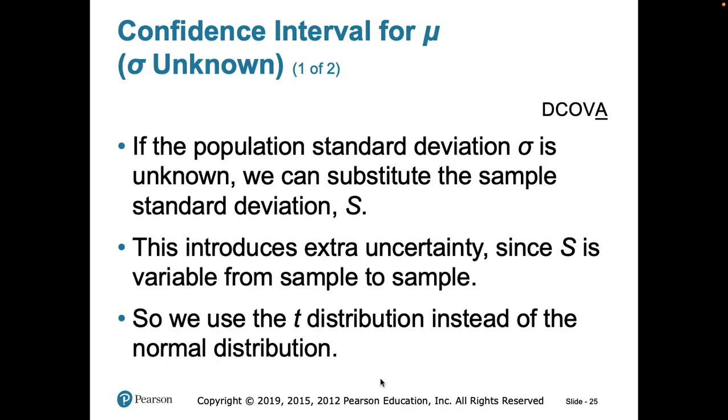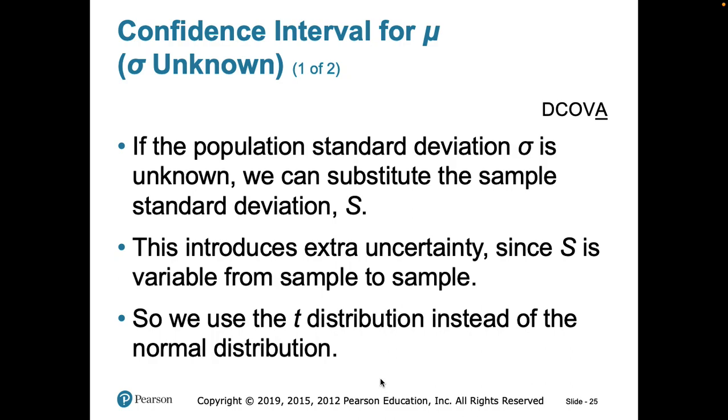So what you do when you don't know the standard deviation, which is going to be most of the time, right? If the population standard deviation is unknown, you can take a sample, grab the standard deviation for that sample, and substitute it for the population standard deviation. The problem with that is that it also introduces extra uncertainty, because now your standard deviation might not be the same as the standard deviation for the population. As a matter of fact, it will probably change from sample to sample.